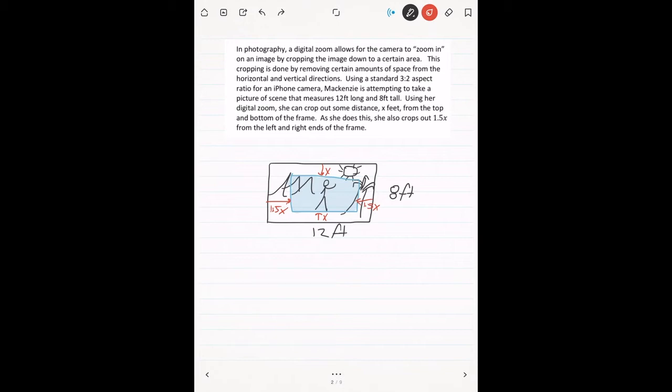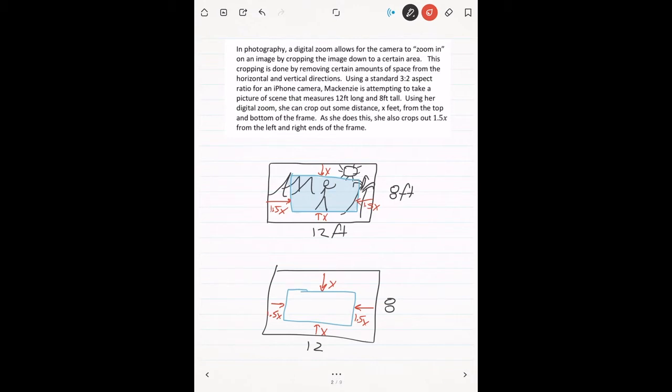Okay, here's that situation. Here's what we've done. We started with an 8 by 12. And now we've ended up with this blue rectangle. We got this by moving in x here and x units here, as well as 1.5x units here and 1.5x units here.